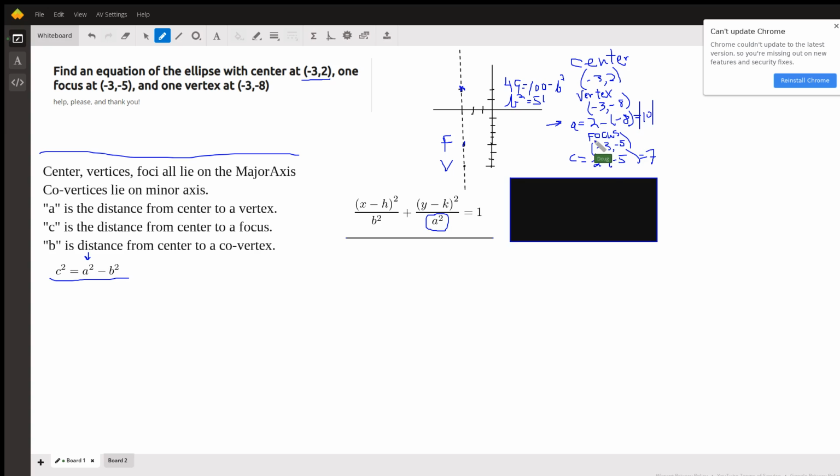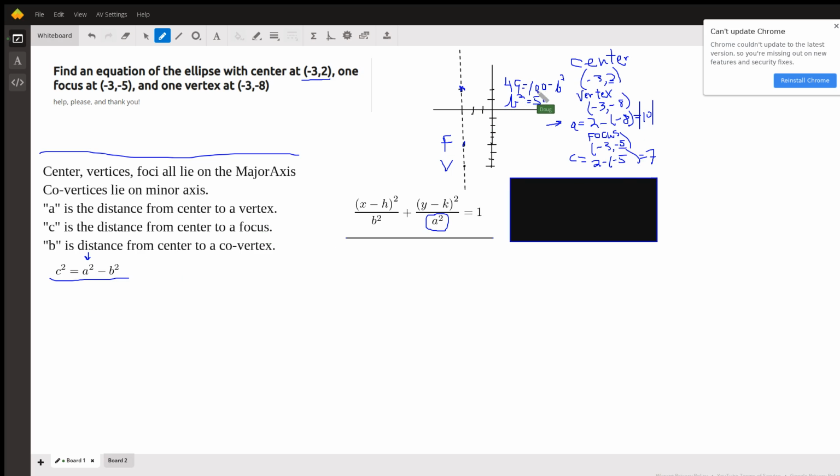The c is the distance from the center to a focus. So from (-3, 2) to (-3, -5), that's a change in y. 2 minus -5 is 7. So c is 7.